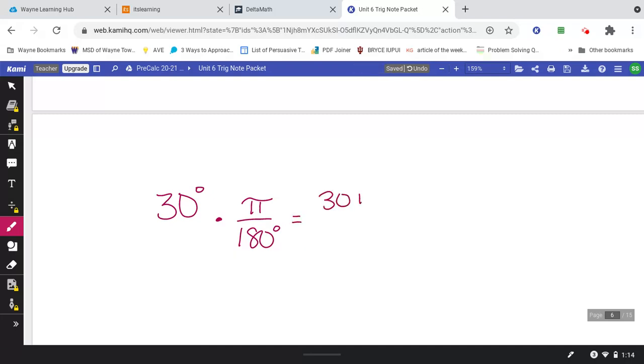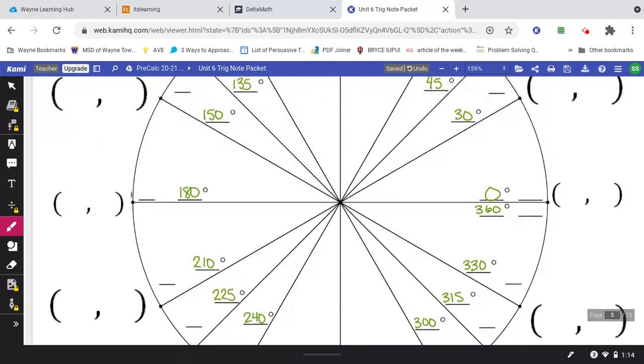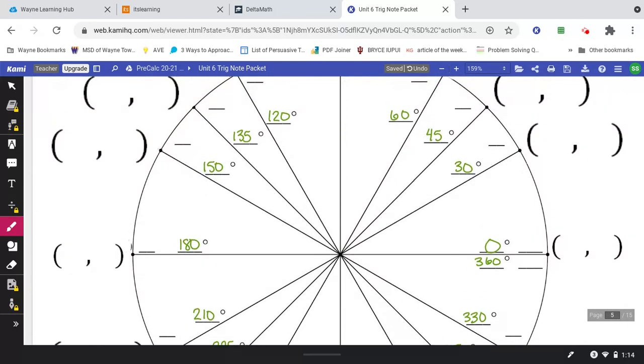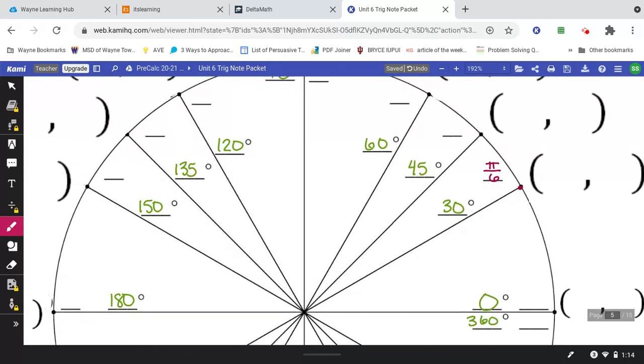We get 30 pi over 180. And then we reduce the fraction 30 over 180. Both of those can be divided by 30 to get 1 pi, or just pi, over 6. So then on the line next to the 30 degrees, we're going to write pi over 6. That represents that dot right there. So 30 degrees and pi over 6 are the same angle measurement.